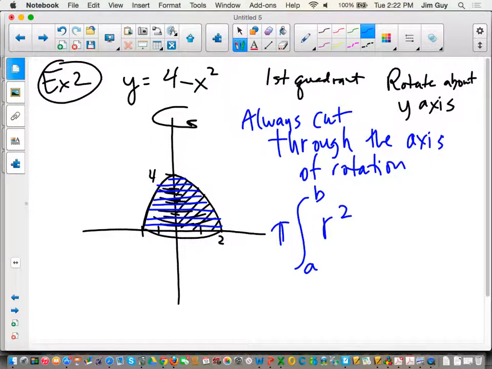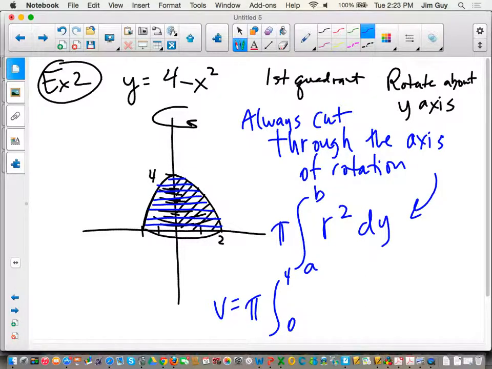Since you're cutting through the y-axis, the thickness of these slices now would be dy. So whatever axis you cut through, that determines if it's dy or dx. Okay, so since you're cutting through the y-axis, that's why we have a dy problem. Everything needs to be in terms of y, including your limits. So we're going to go volume, pi, limits. What are the y values from the beginning to the end of the original picture, the original shape? 0 to 4. Okay, have to be y values.